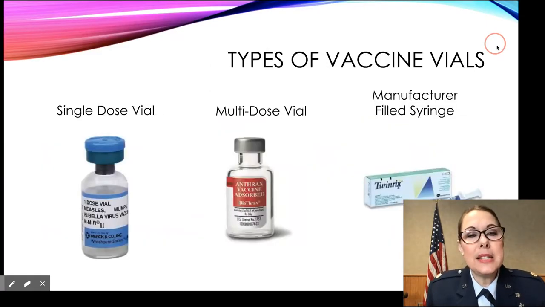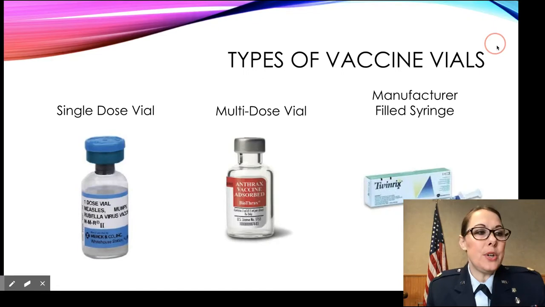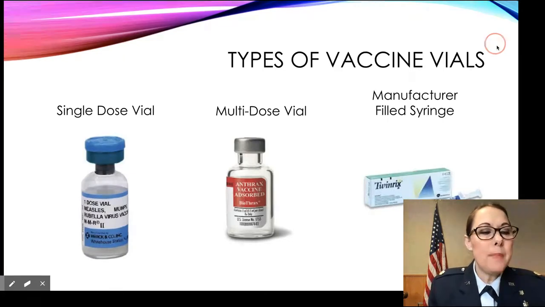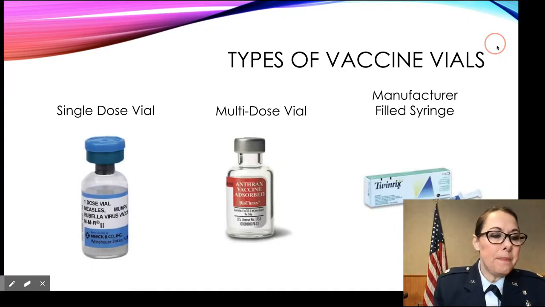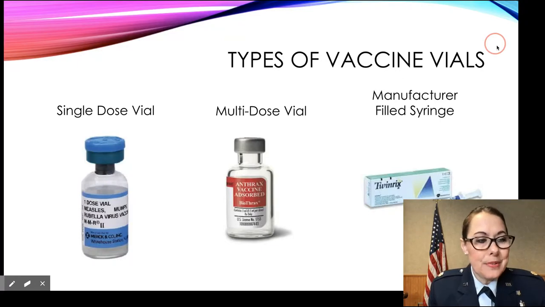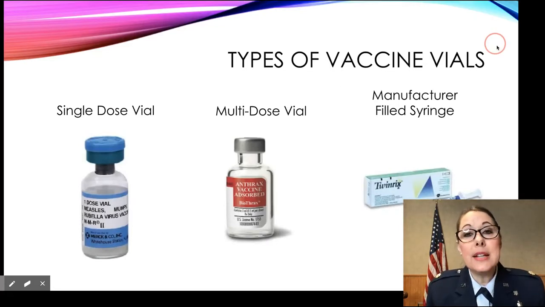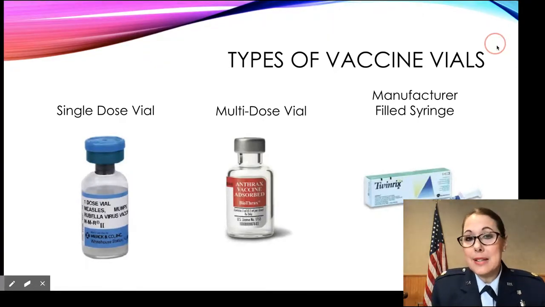Now, vaccines come in single-dose vials, multi-dose vials, and manufacturer pre-filled vaccines. So multi-dose vials typically contain some kind of preservative to help. So that would be something like your anthrax. There are going to be some COVID vaccines that are multi-dose vials. Make sure that you are aware which one is single and which one is multi-dose.